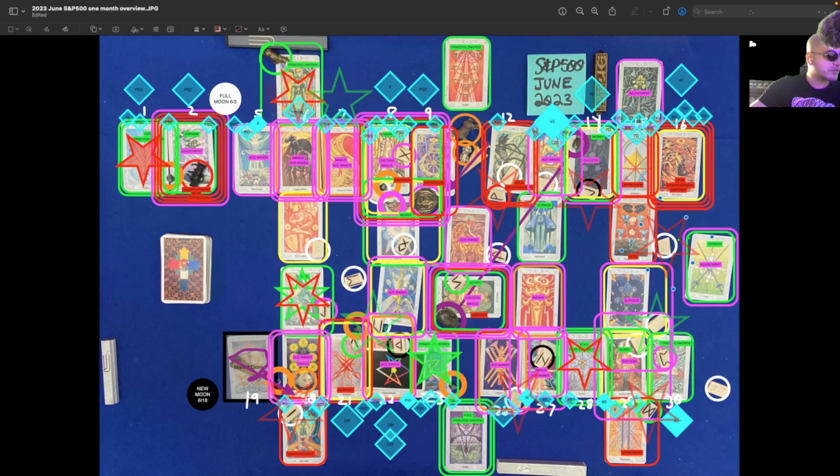A day trade opportunity on the 20th, which I'll talk about at the end of the video in a paid version, or an example of a paid version.